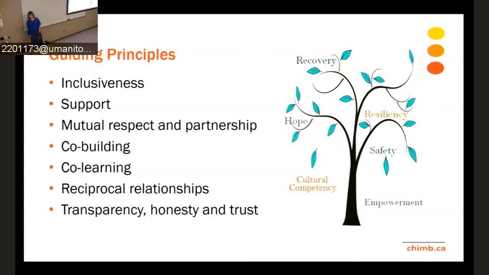For me, I put the tree up as well. Again, the trauma-informed piece. We also have to think about resiliency, safety, empowerment, cultural competency, hope, recovery, all of these types of things. And we're going to talk about that further in some of our other sessions.